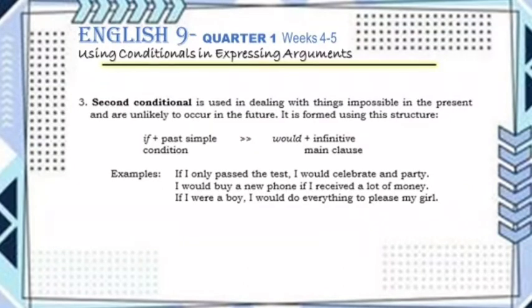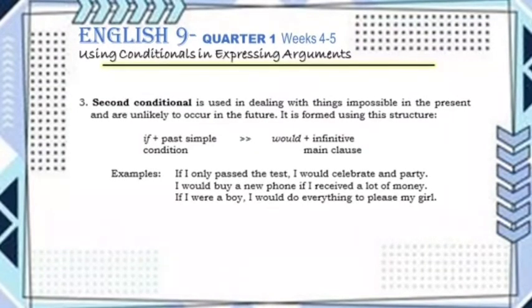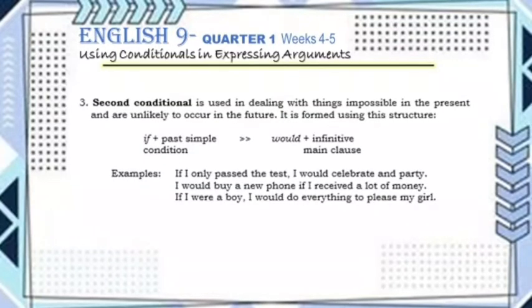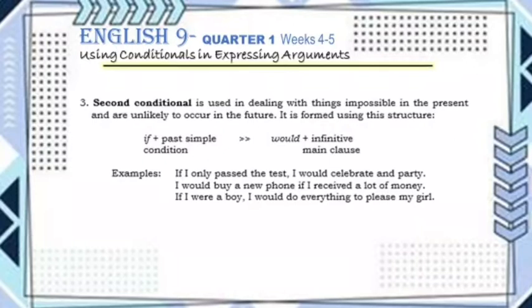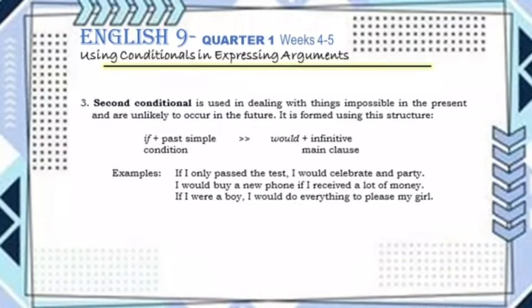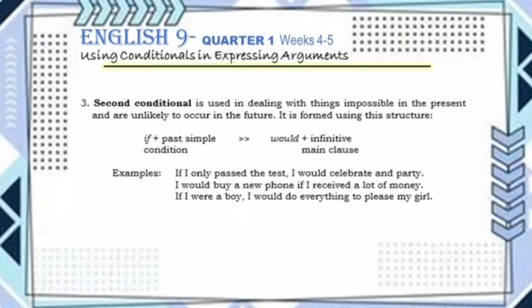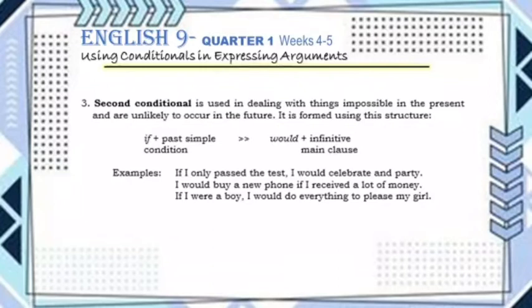Number 3. Second conditional. Second conditional is used in dealing with things impossible in the present and are unlikely to occur in the future. It is formed using this structure. If plus past participle condition. Would plus infinitive main clause.